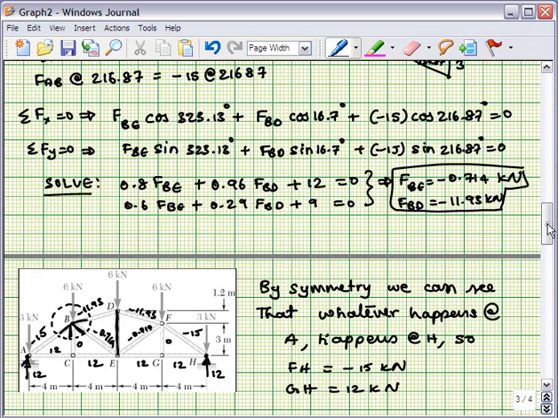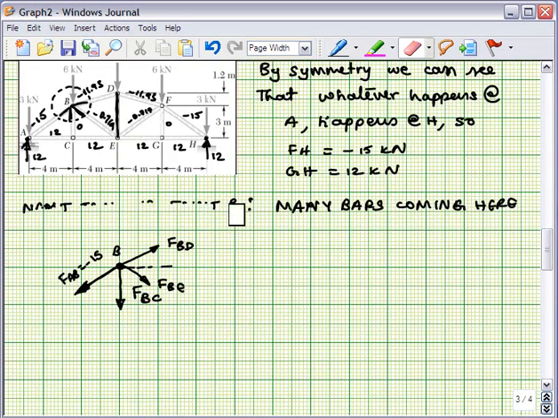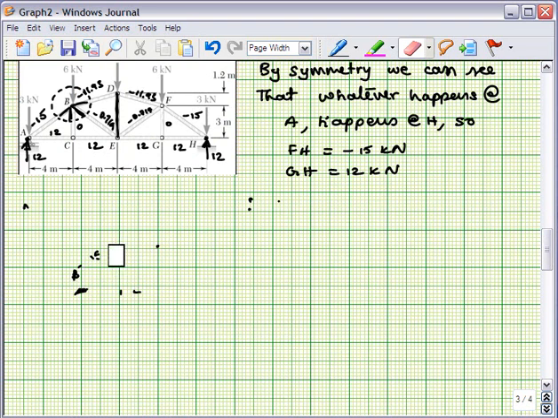So I'm going to go to joint D. Let us see. I've written some nonsense. I'm going to erase all this stuff. So let me go to joint D.